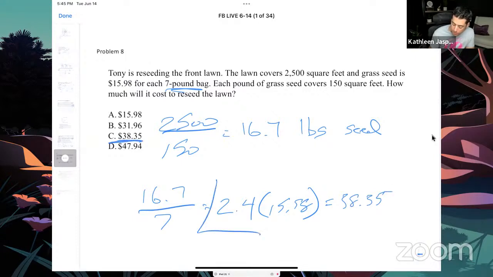Here's the kicker. This is what they want you to get confused with. If you went into Home Depot or Lowe's or whatever your favorite hardware garden store is, and you went in there for grass seed and you said, hi, I measured out my yard. I know that you have 7-pound bags of seed. I know that I need 2.4 bags. And they're going to look at you and they're going to say, okay, we can't do fractions of bags, obviously, right? You can't go in and buy a fraction of a bag.